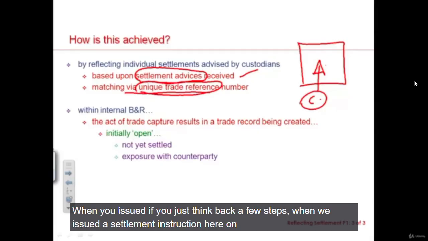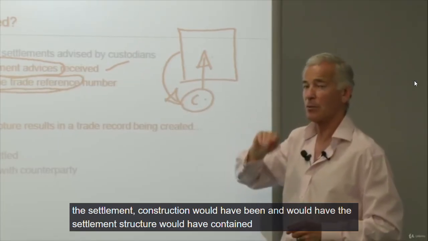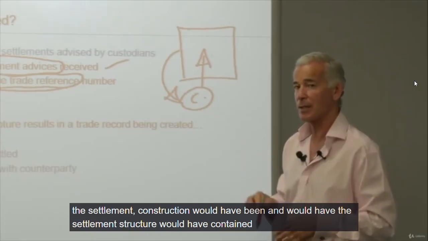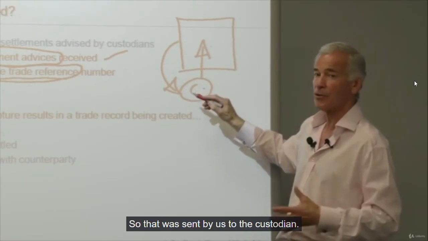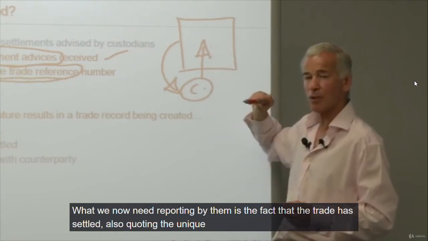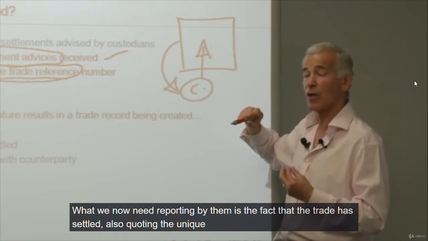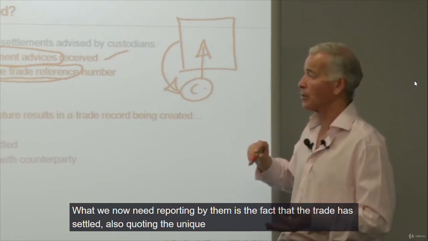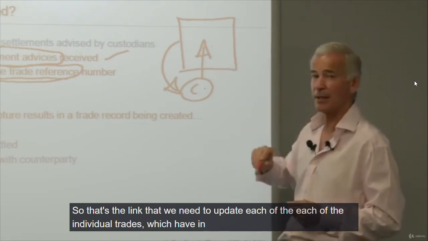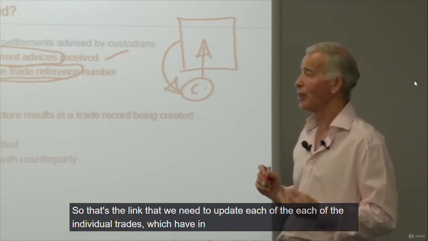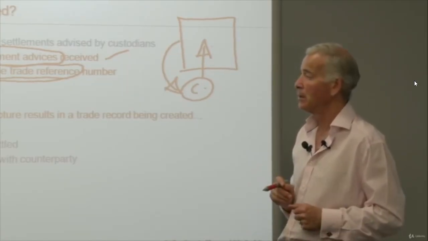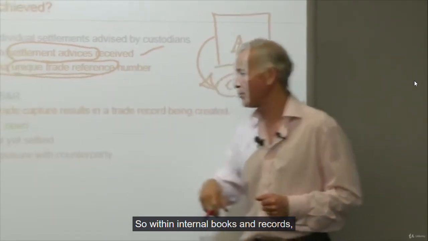And if we think back a few steps, when we issued a settlement instruction, the settlement instruction would have contained the unique trade reference number. So that was sent by us to the custodian. What we now need reported by them is the fact that the trade has settled, also quoting the unique trade reference. So that's the link that we need to update each of the individual trades which have in fact now settled.